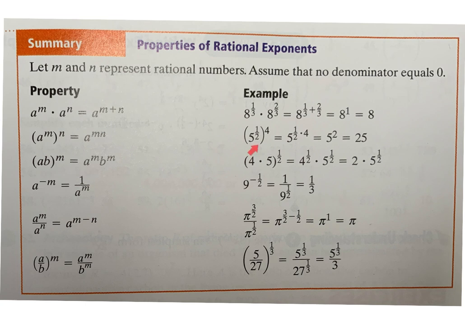That works with fractions too. 5 to the 1/2 to the 4th. Multiply the 1/2 and the 4th. You have 5 squared, 25. If you have a group to a power, everything in the group is to the power.